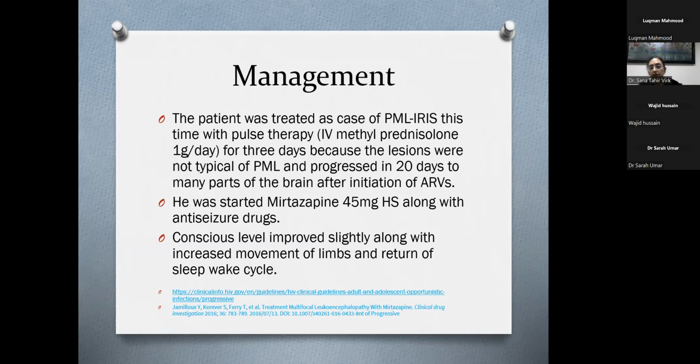So we treated the patient as a case of PML-IRIS, and we gave him pulse therapy of methylprednisolone 1 gram per day for 3 days. We also started him on mirtazapine 45 milligram at night, along with anti-seizure drugs because the patient had seizure activity. His conscious level improved slightly, along with increased movement of the limbs and the return of the sleep-wake cycle, 1 week after the start of the therapy.